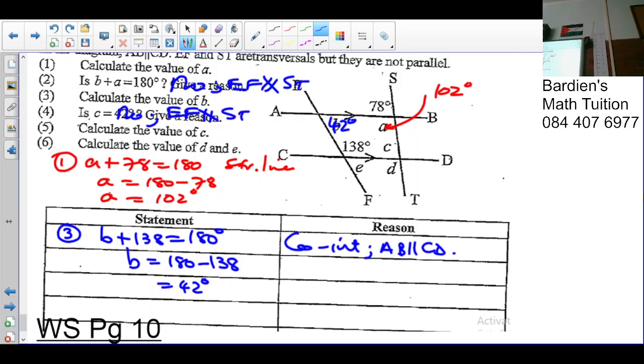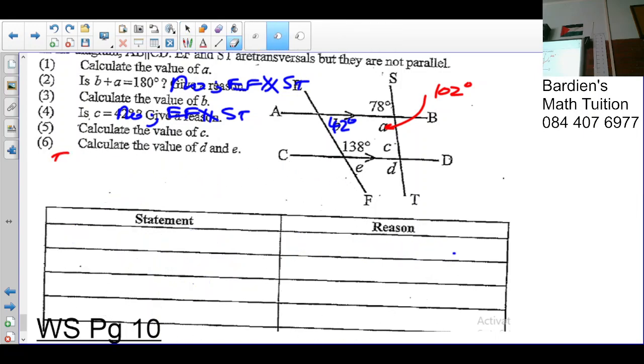Alright. Number 5. Number 5 asks to calculate the value of C. Are you going to calculate C? C plus 102 equals 180 because it's co-interior. You all agree with that? He's saying that C plus 102 adds up to 180. Is this correct? Yes, absolutely.